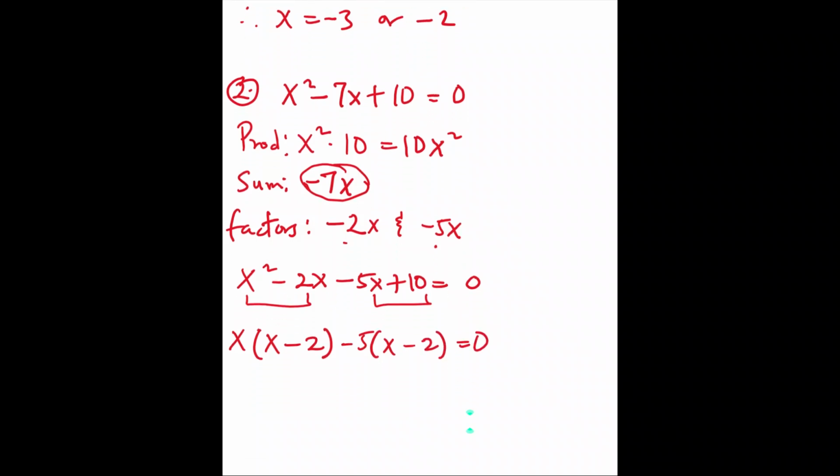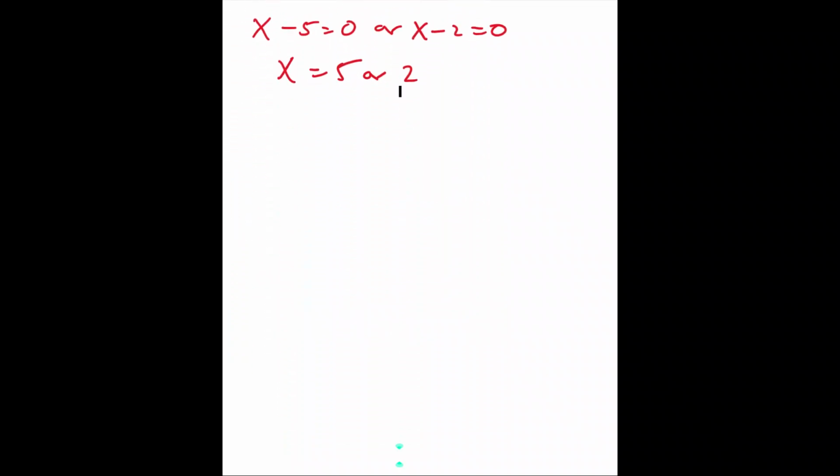Okay, and one thing you need to note is that whenever we are solving by factorization method, one of the factors will be replicated and then one factor will be single. That's how you know you are doing it right. So we have x minus 5 is equal to 0, or x minus 2 is equal to 0. So that will be x is equal to 5 or 2.